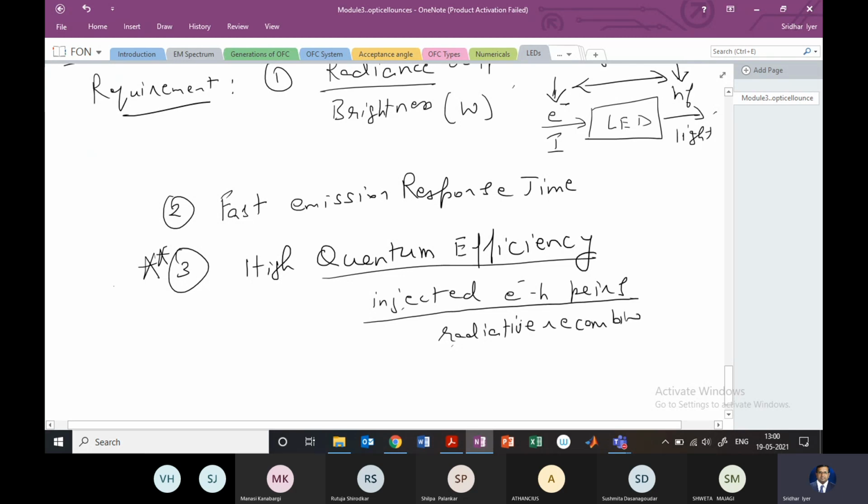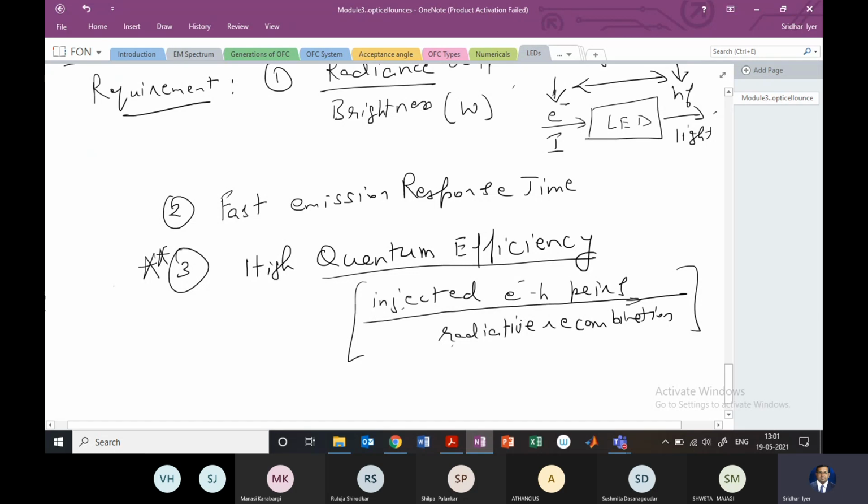recombination. This means if I supply, for understanding, 100 electrons at the input, am I getting a corresponding 100 photons at the output or not? If I'm getting 100 photons at the output, the efficiency is 100%. That means the injected electron hole pairs were 100, and the ones giving me radiation at the output in terms of photons is also 100. So efficiency is 1, but that is not going to happen, right?